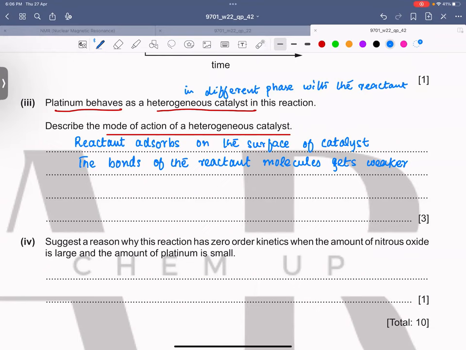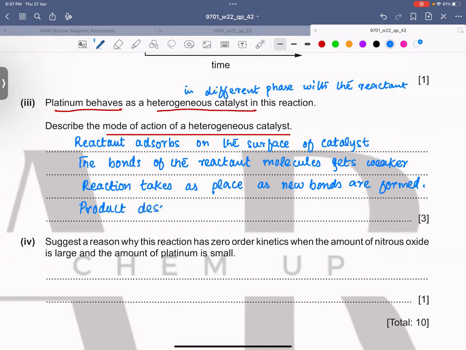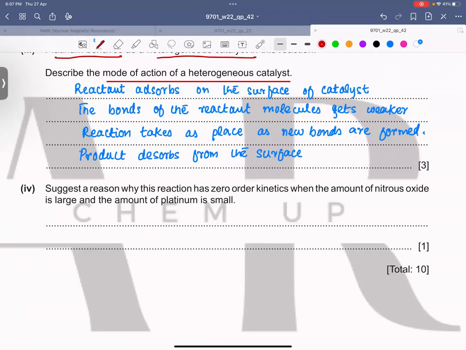Then the reaction takes place as new bonds are formed, which means the product is being produced. Then we have product molecules on the surface, so that product desorbs from the surface, which means they break the bond from the catalyst and then get further away from the catalyst. So it leaves the surface. Is this understandable to everyone? Yes, is this clear?